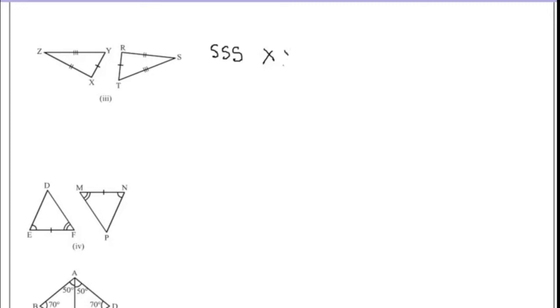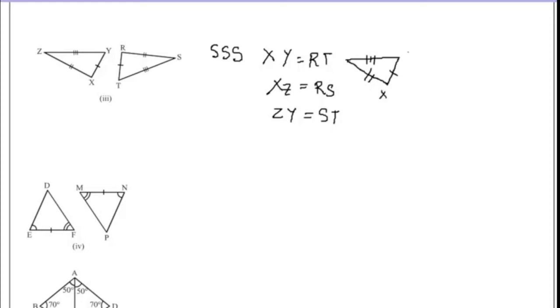We have the first side XY is equal to RT. Then we have XZ is equal to RS and ZY is equal to ST. So let's draw them in the same order. I'm just doing this freehand, so things get faster. Right, we have X, Y and Z, and the other triangle in the same way.